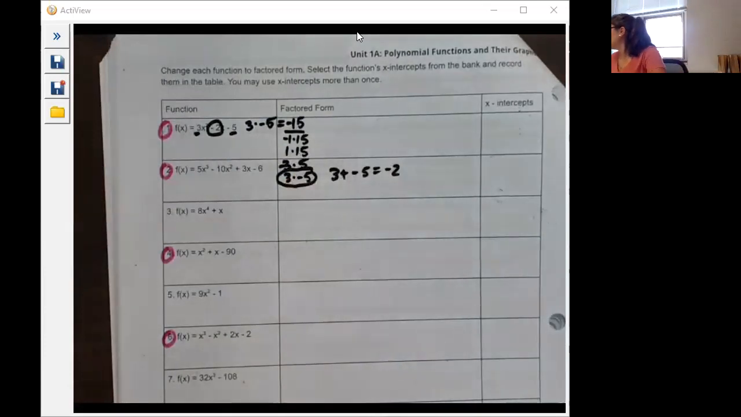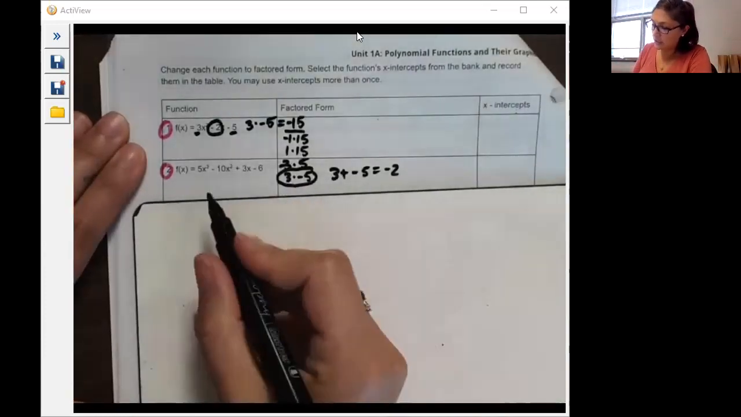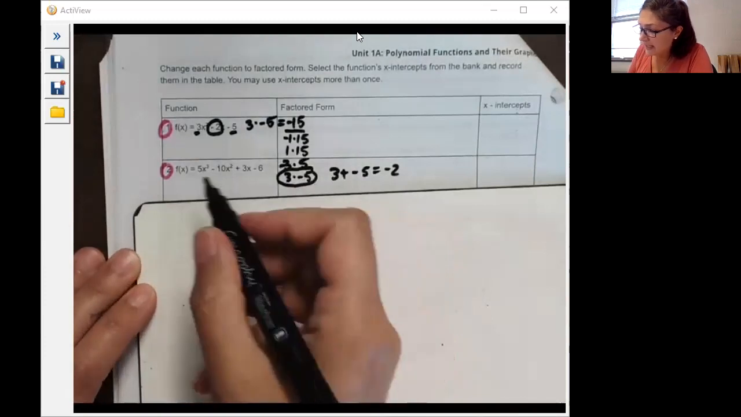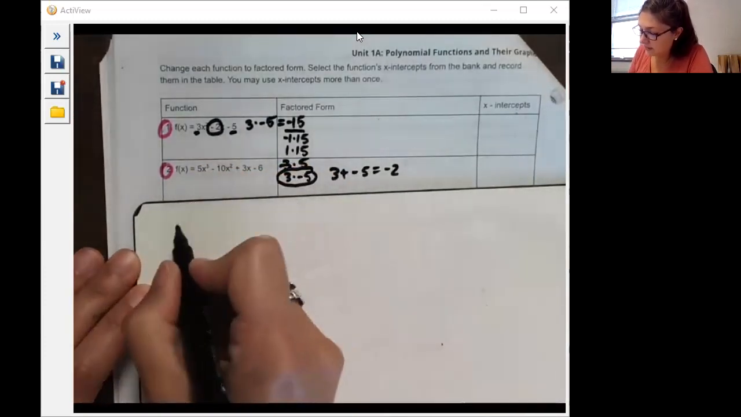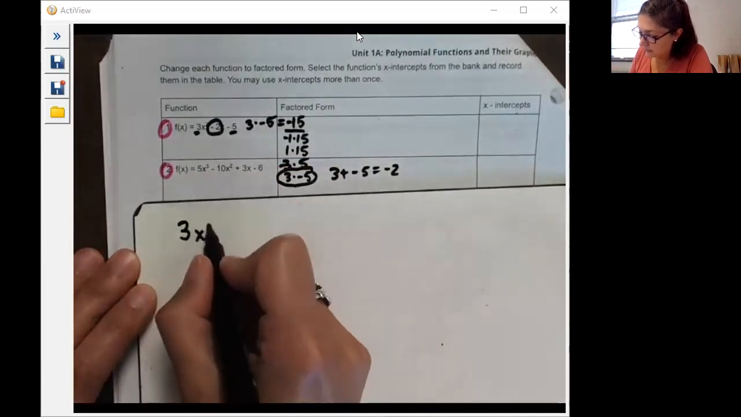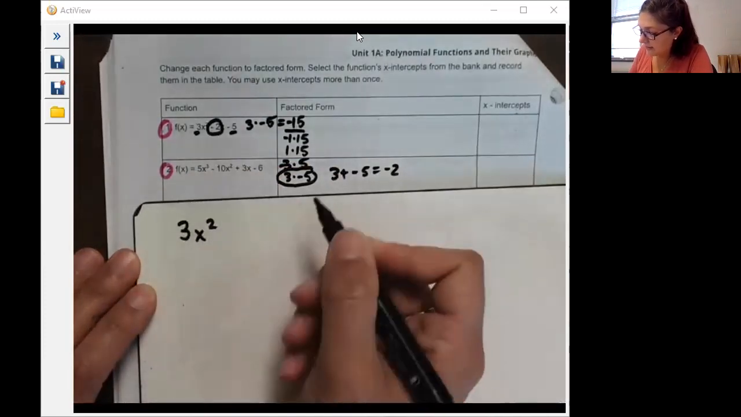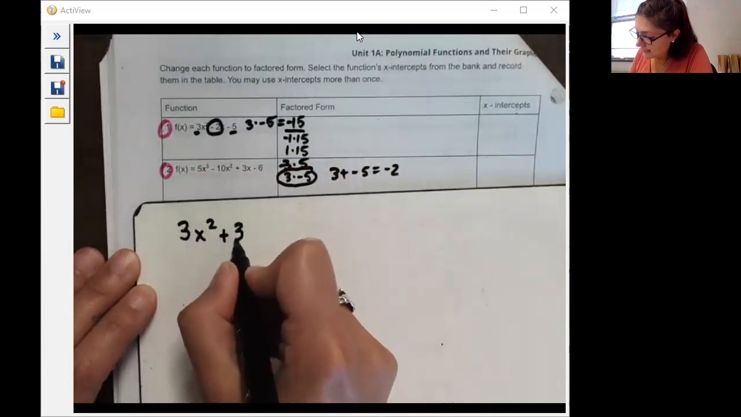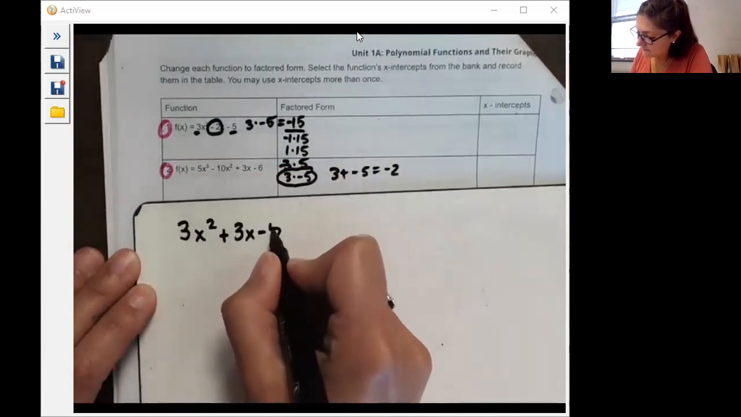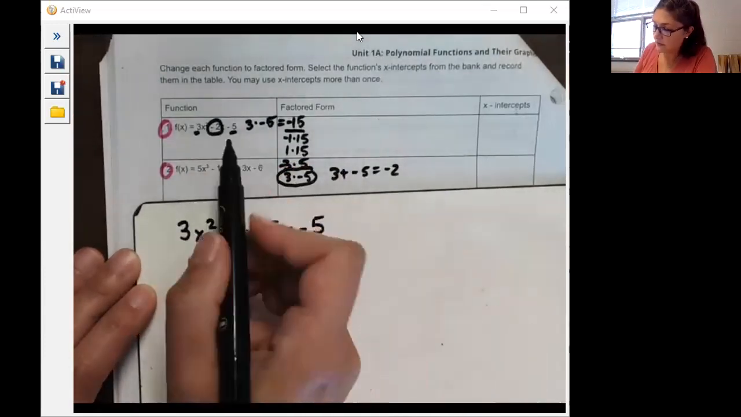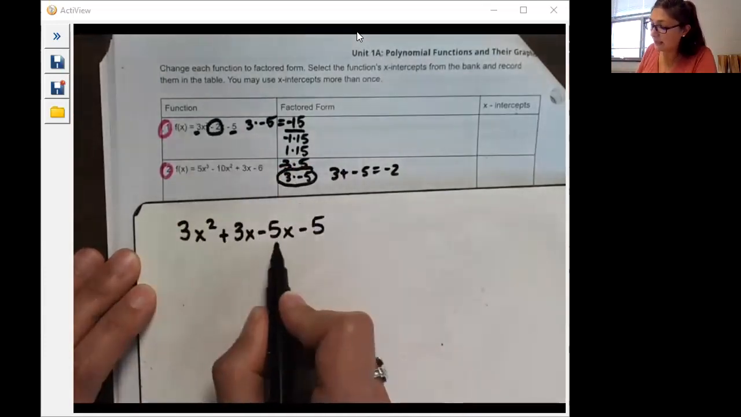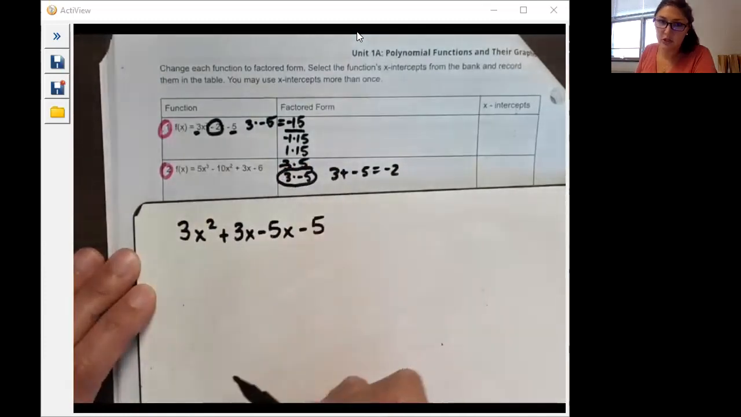So what I'm going to do is grab a scratch paper here. The space is kind of tight to work in with my big giant marker. What I'm going to do is rewrite this middle term using the factors that I've chosen. So that first term stays the same, 3x squared plus 3x minus 5x minus 5. So I rewrote that -2x by splitting it up using the factors that I chose.